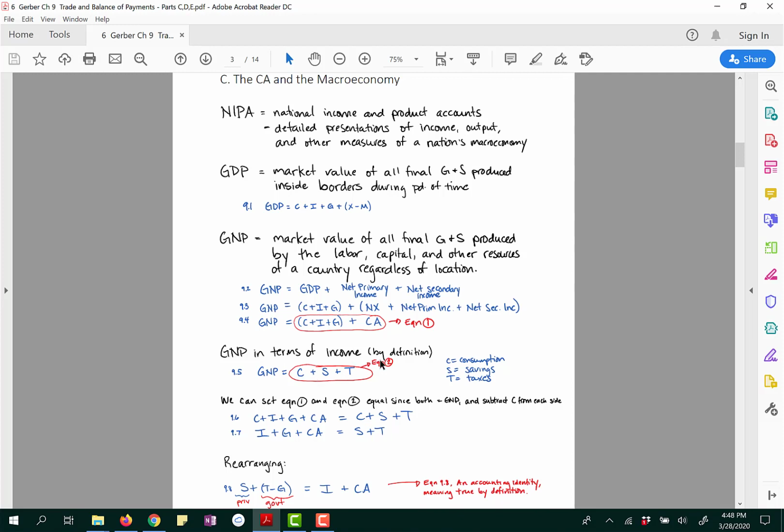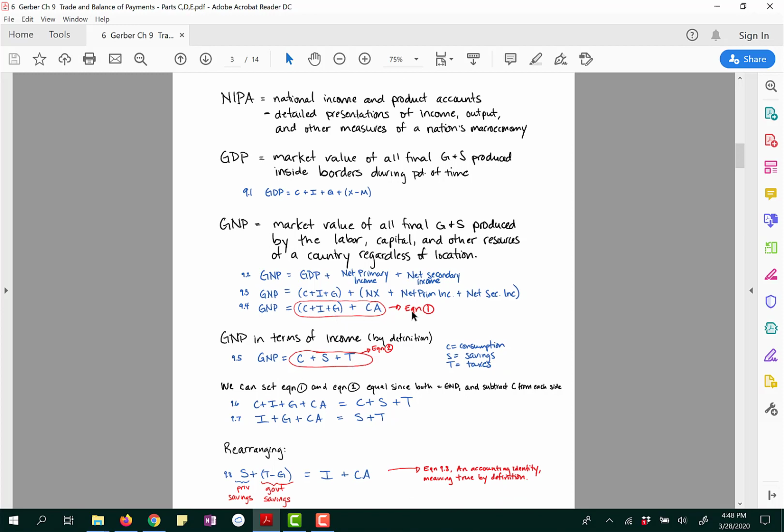GNP in terms of income, by definition, all the income that anyone gets can be spent on three possible things. Consumption, and if you don't spend it, you either save it or pay it in taxes. All of the income in the world has to go to one of those three things. So this is the income-based definition of gross national product.